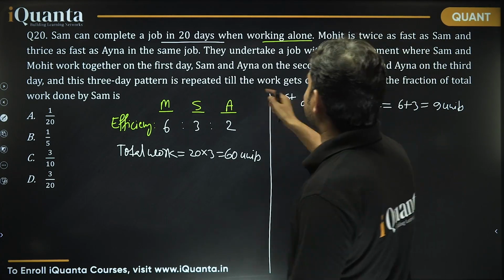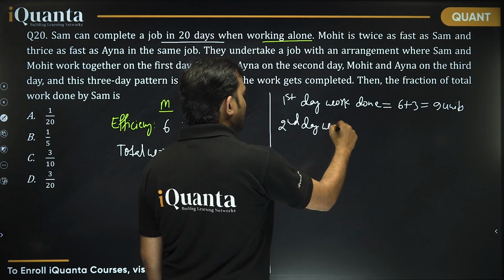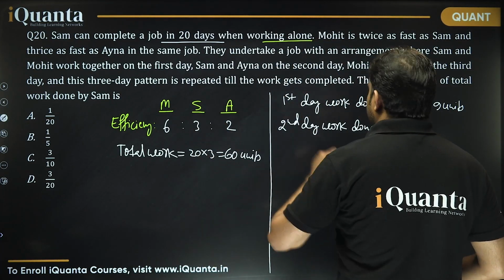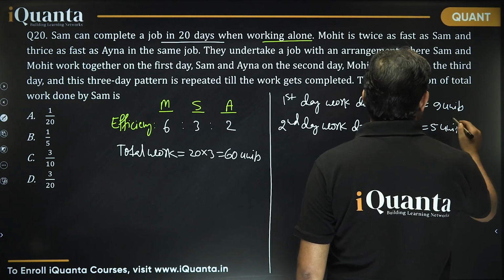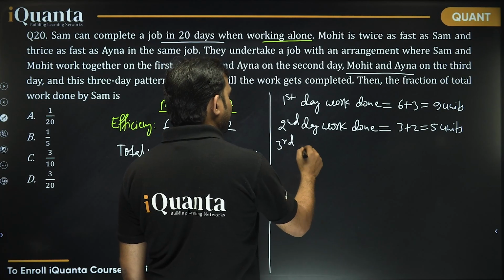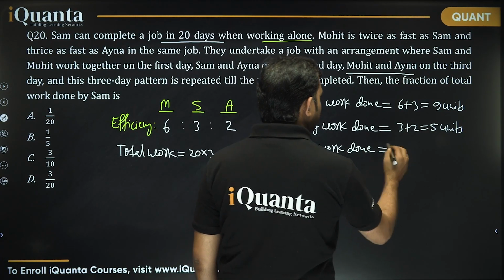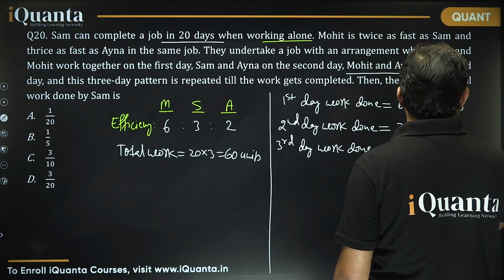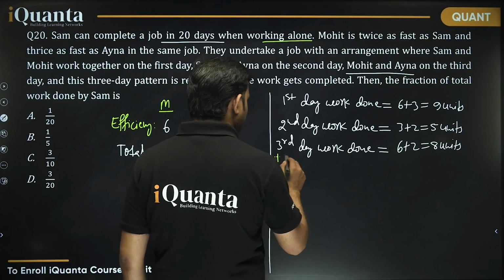Then on the second day, Sam and Aina, so second day work done will be equal to Sam 3 units, Aina 2 units, 3 plus 2, which is equal to 5 units. Then on the third day, Mohit and Aina, so third day work done will be equal to 6 plus 2, that is equal to a total of 8 units.